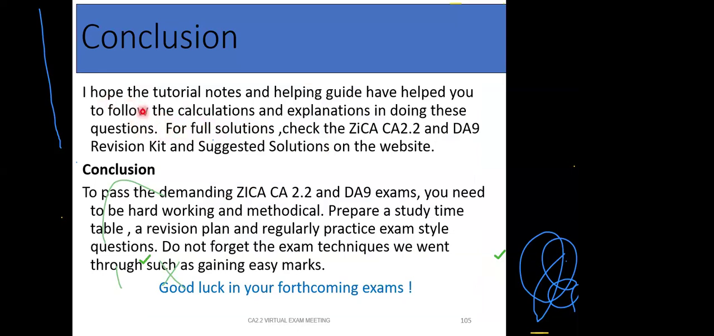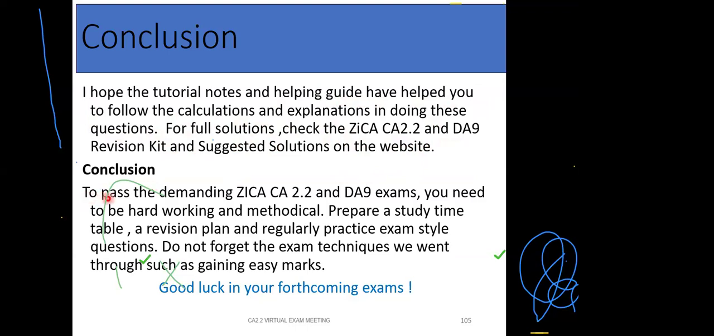In conclusion, I hope the tutorial notes and helping guide have helped you to follow the calculations and explanations in doing these questions. For full solutions, check the Zika CA2.2 and DA9 revision kit and suggested solutions on the website.